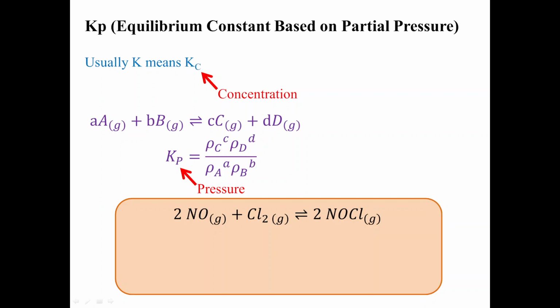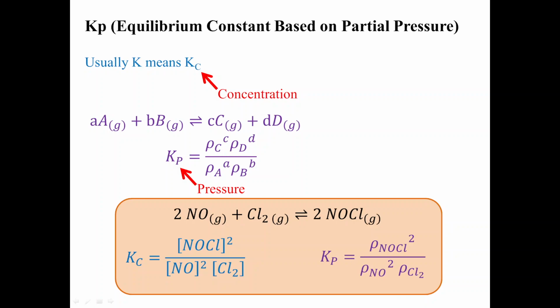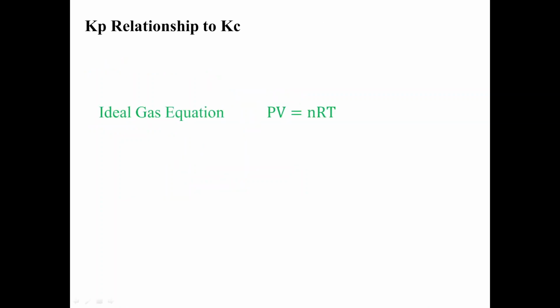And so if we look at 2NO plus chlorine gas, that's going to give us 2 nitrosyl chloride, or NOCl. And we can determine Kc the same way we were doing earlier, or we'll have NOCl squared divided by NO squared divided by Cl2. And then we can also do it for Kp, our equilibrium constant based on partial pressure. So it's going to be the partial pressure of NOCl squared divided by the partial pressure of NO squared divided by the partial pressure of Cl2. So very, very similar, and we can actually relate these two values to each other.